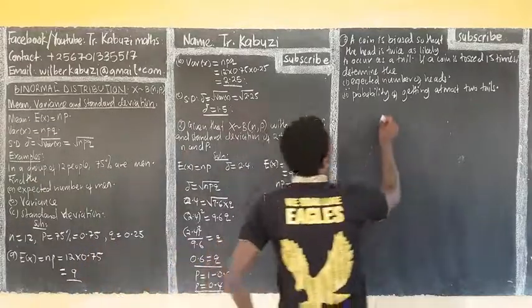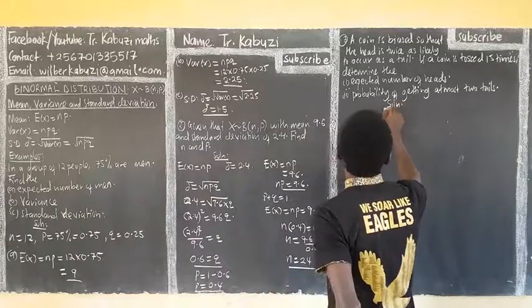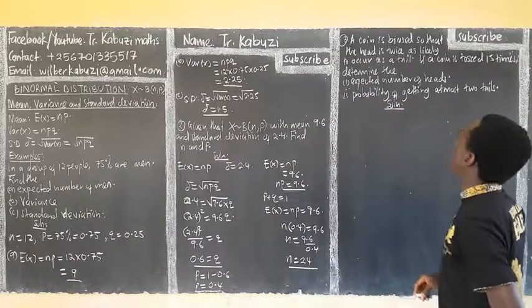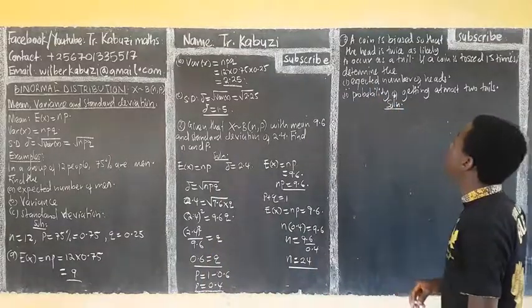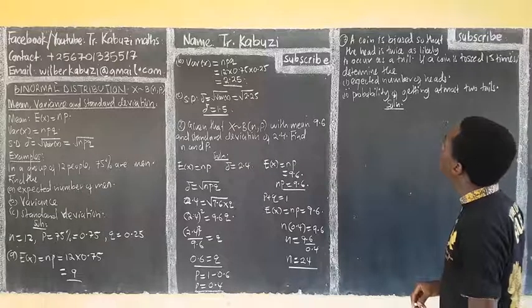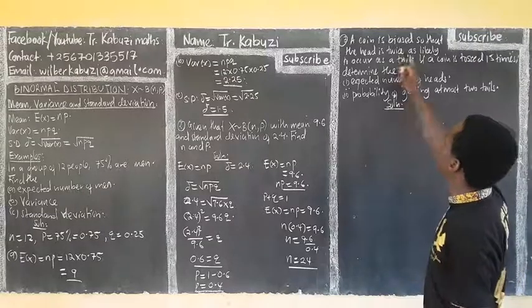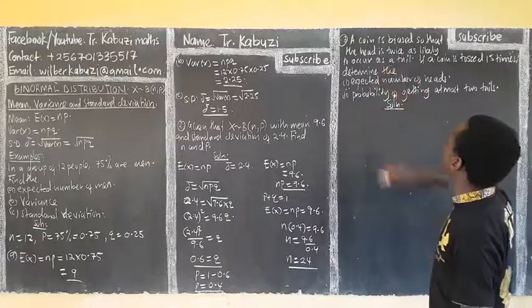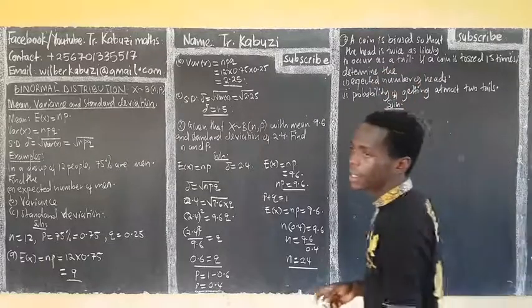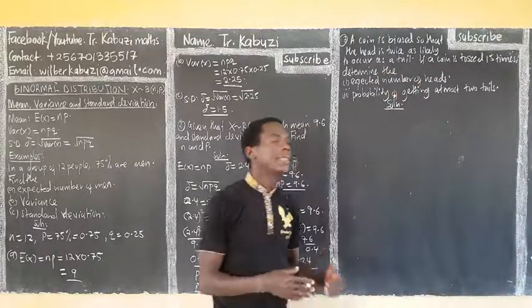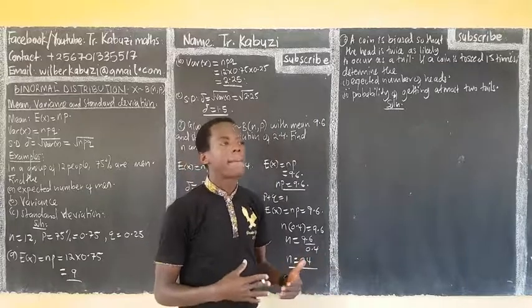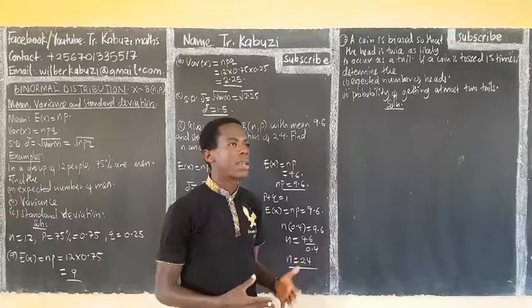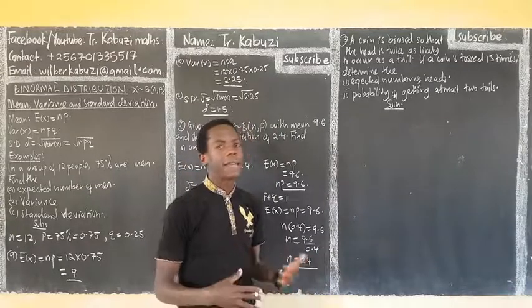Then let us see how we handle this. A coin is biased so that a head is twice as likely to occur as a tail. So biased means that when you toss a coin, you saw that one can occur, so the chances are 50-50.